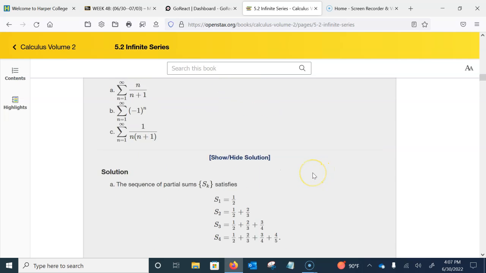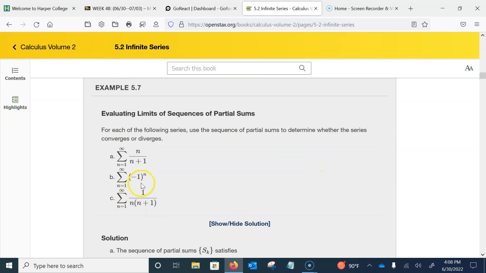Let's look at part B. I have minus 1 to the n. I'm going to add all of those terms. Notice that for n equals 1, it's going to be minus 1. N equals 2, it's going to be 1. N equals 3, it's going to be minus 1.